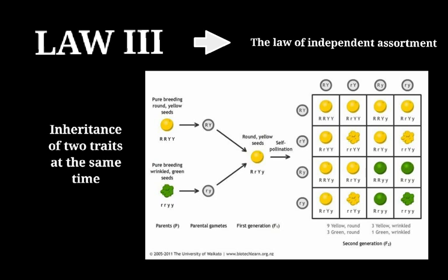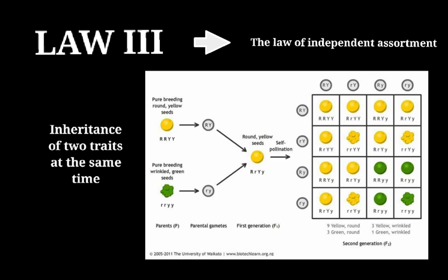Third law, the law of independent assortment. In this law there were different plants with different traits. Some of them were yellow and smooth and others green and wrinkled. The union of gametes produced a generation of plants with genotype big A, small a, big B, small b, and yellow and smooth as phenotype. This was the first generation.